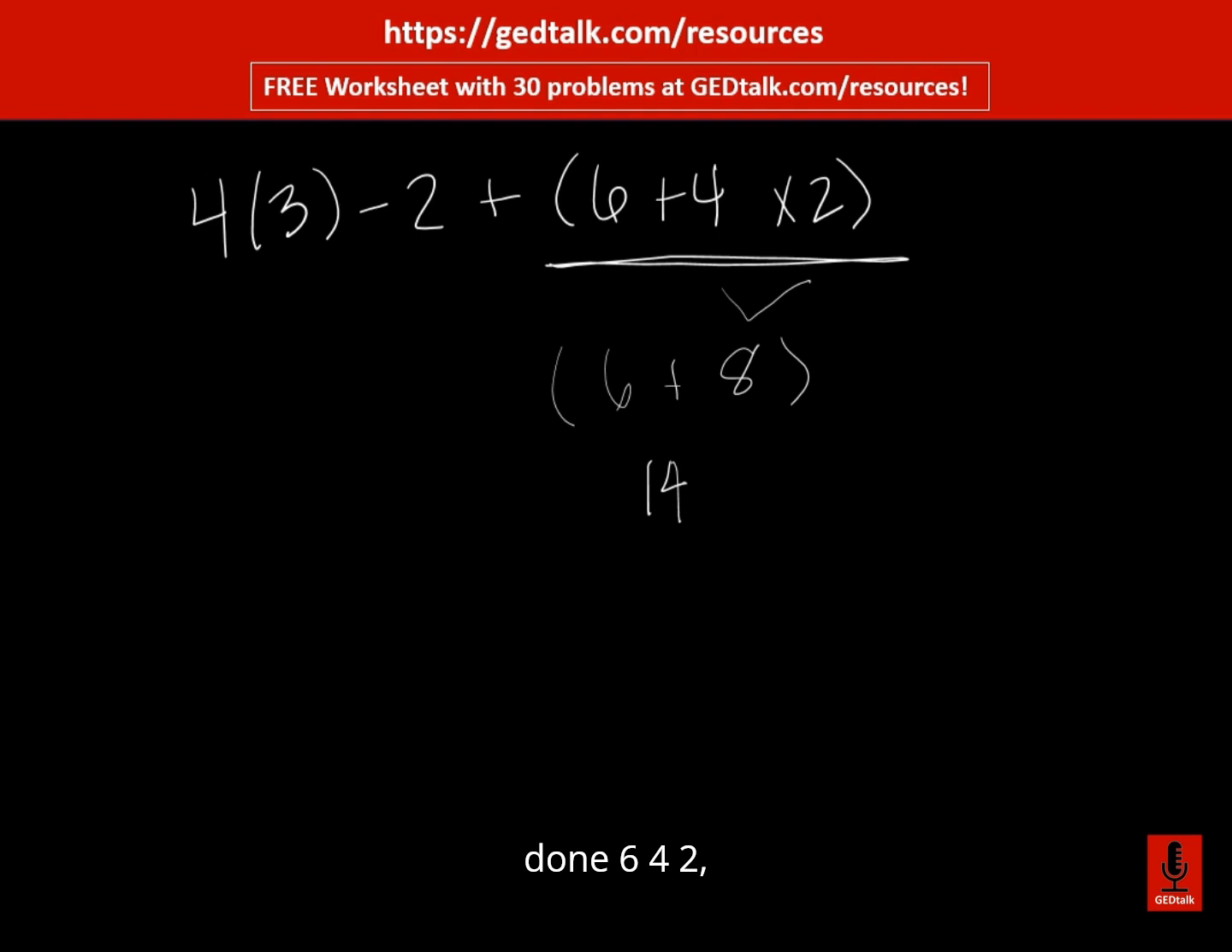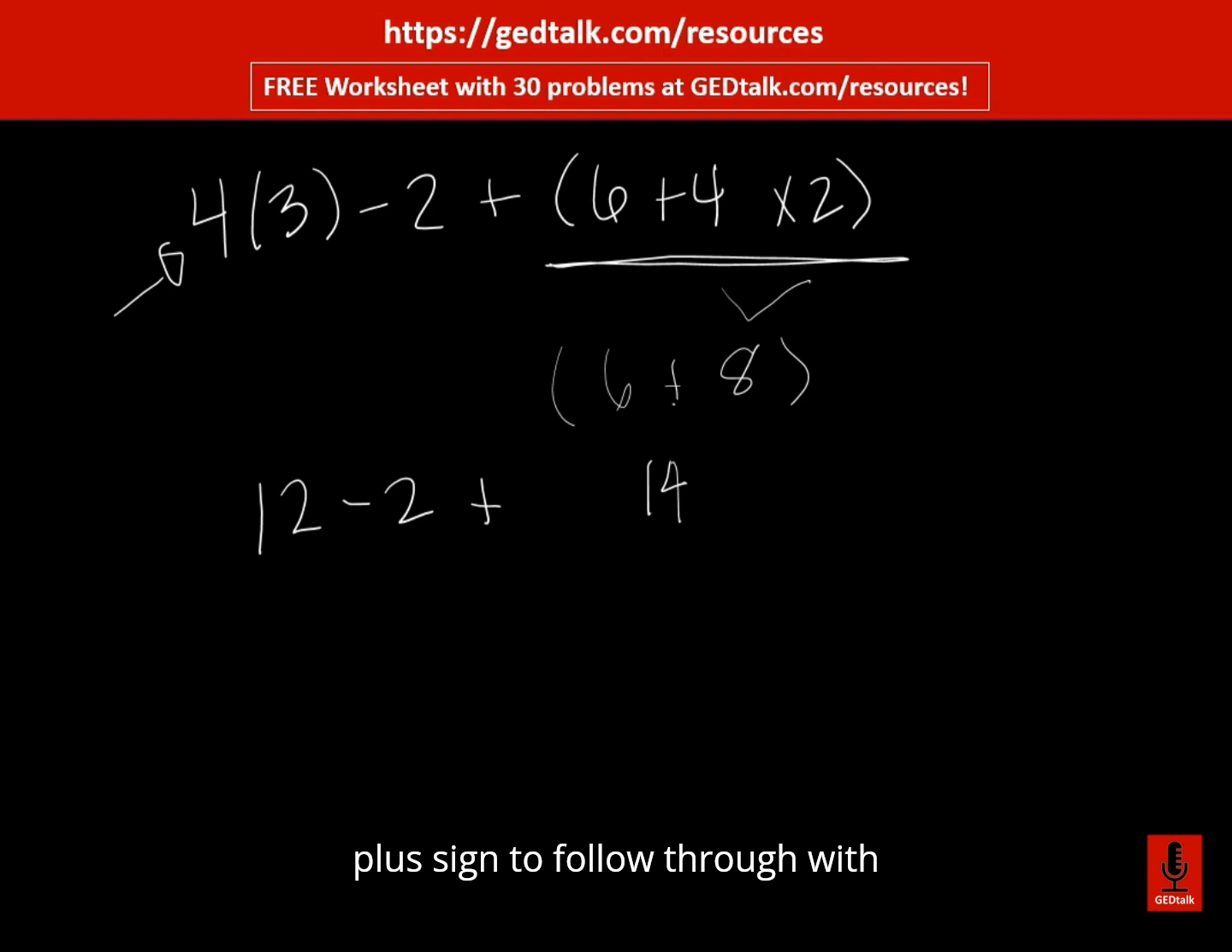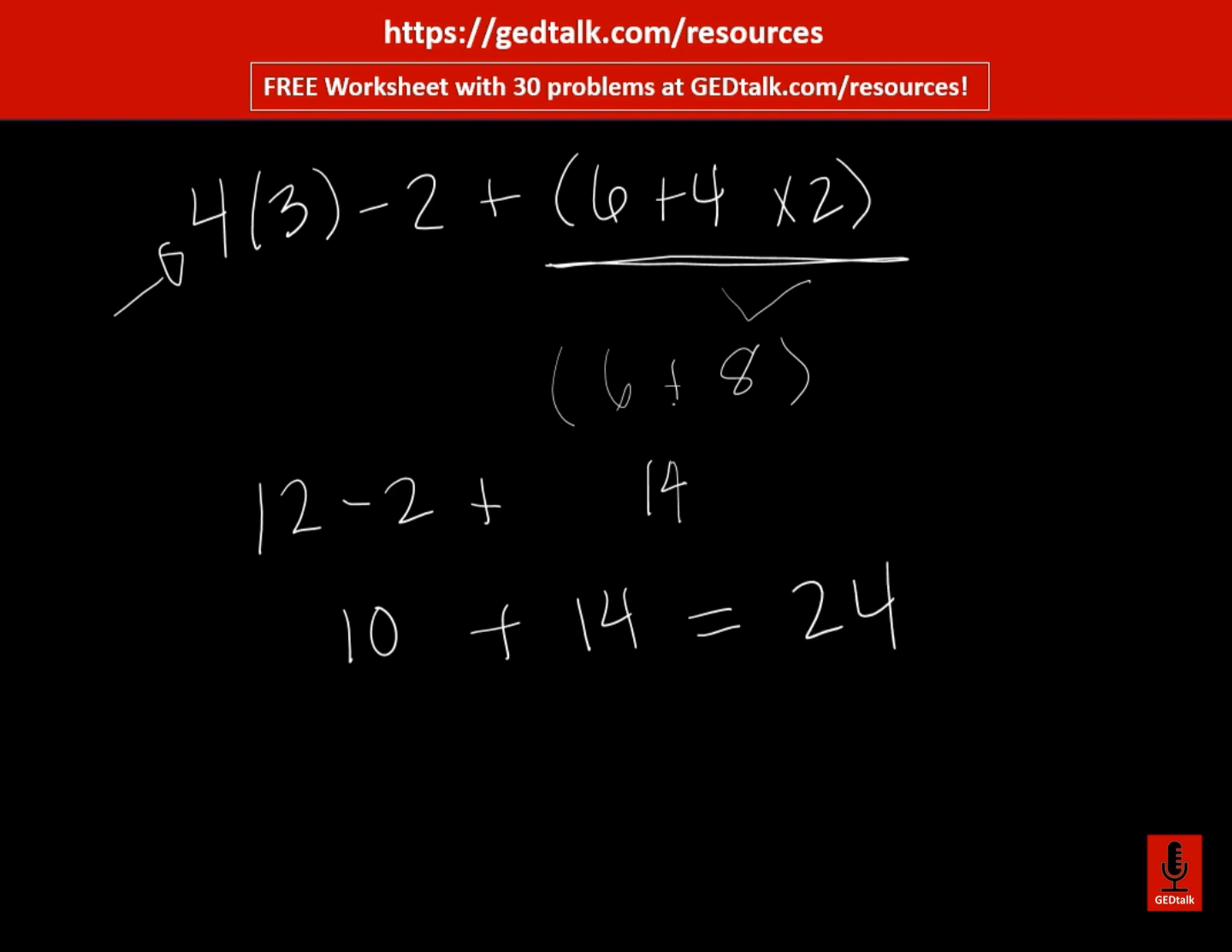Had we done 6 plus 4 times 2, you would have gotten 20. And 20 and 14 are obviously different numbers, and you would have gotten the wrong answer. So that's why it was important that first we did the 4 times 2 to get 8, and then we added the 8 to the 6 to get 14. So now let's go to the other side of the expression and pay attention to this multiplication. So 4 times 3 is 12. And then we're going to bring down the -2 and plus sign to follow through with plus 14. So 12 minus 2 is 10, plus 14 is going to give us 24.